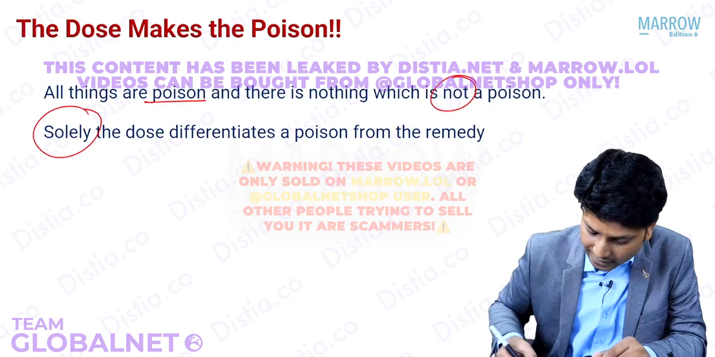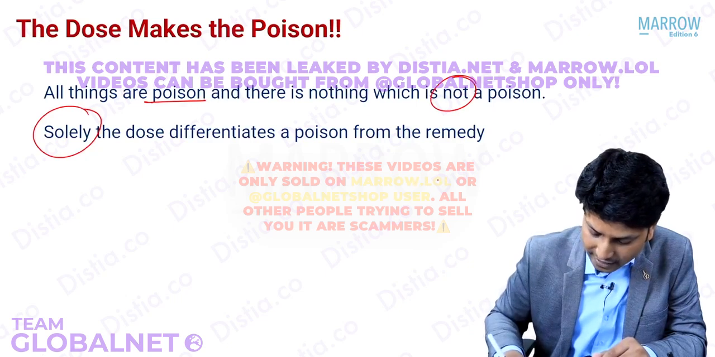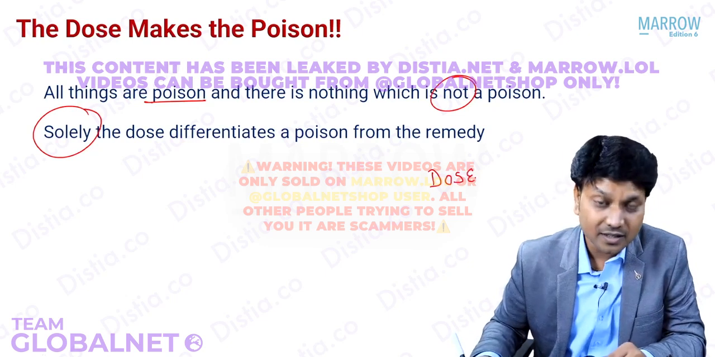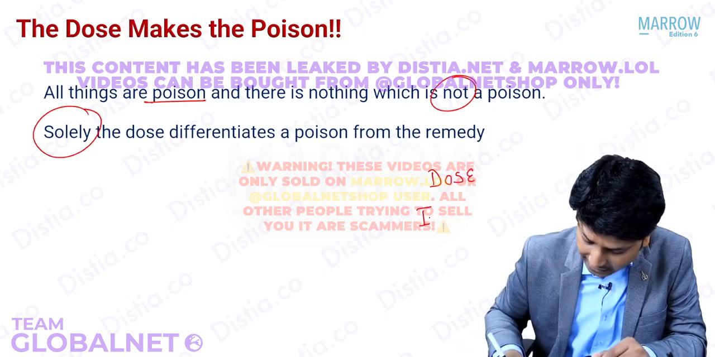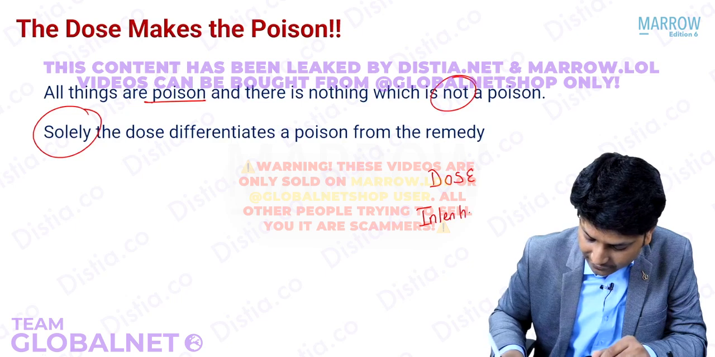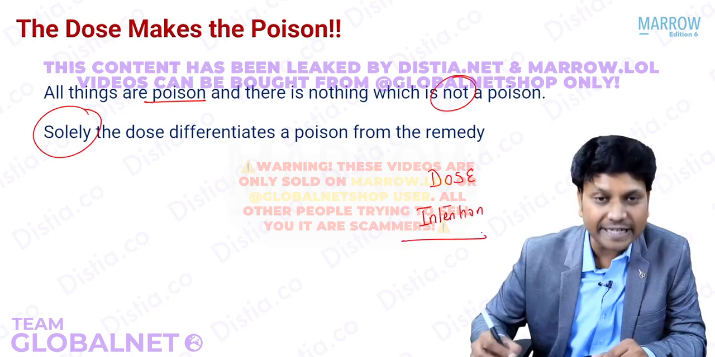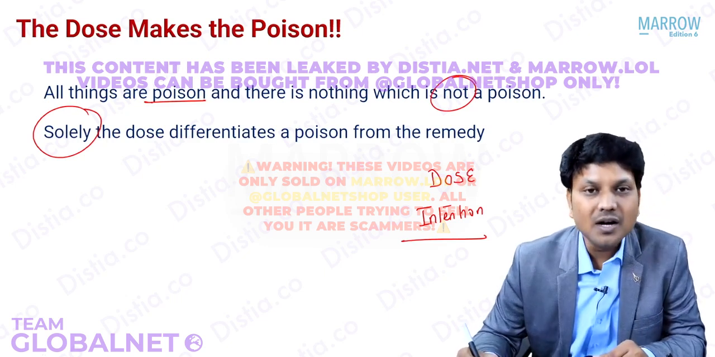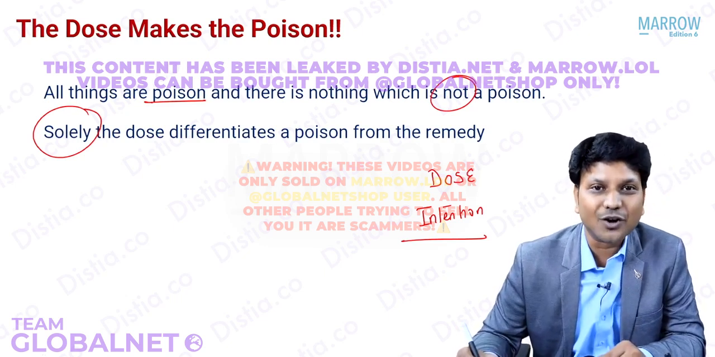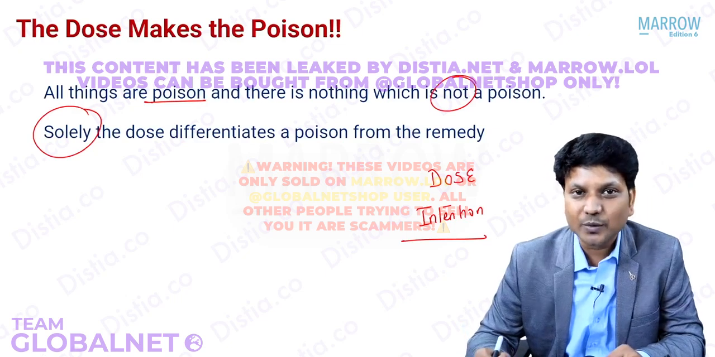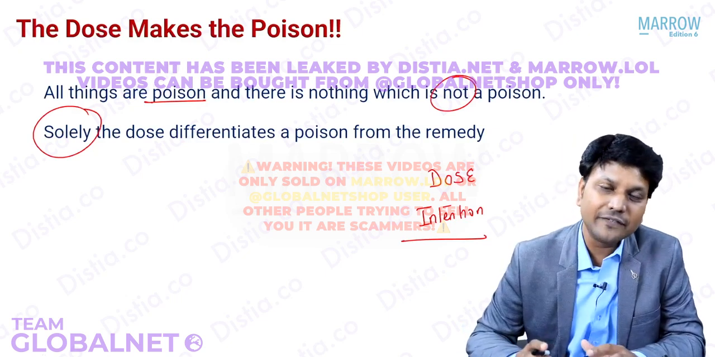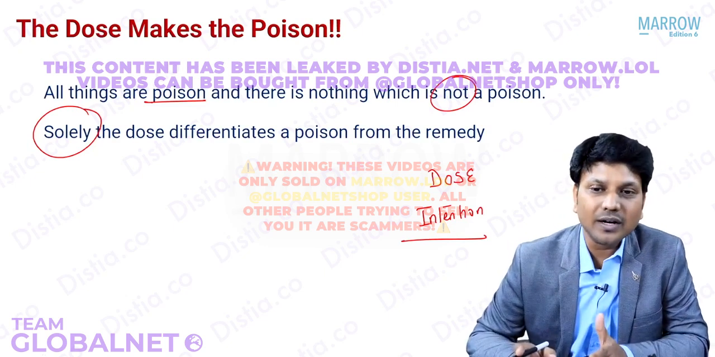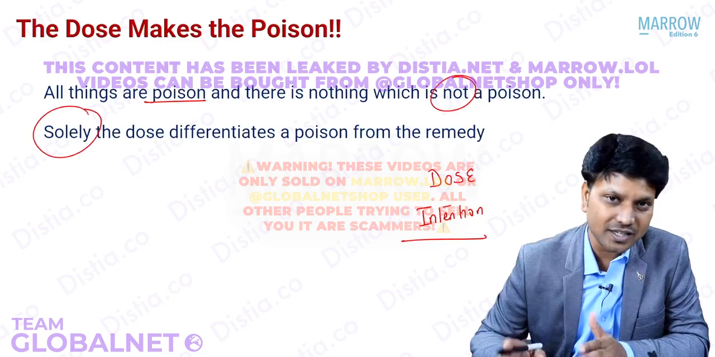Okay, so you can differentiate the poison and the drug based on the dose medically. But legally, it is about the intention with which it is given. If it is given with the intention of healing, then you call it a drug. If it is given with the intention of doing harm to a person, then you call it poison. So you can broadly differentiate in two aspects. One, the dose that is given. Another, the intention with which it is given.